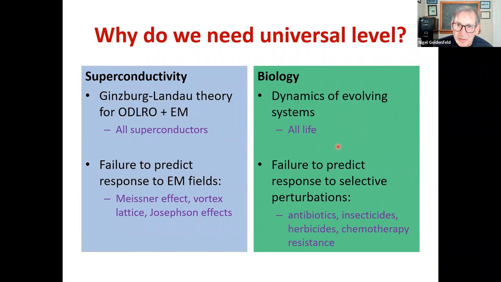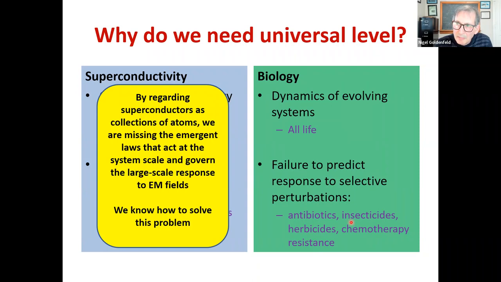Well, in biological systems, if we don't have this universal level of description, we can't predict the response to selective perturbations. By selective perturbations, I mean the things we apply to biological systems to try to control them: antibiotics in the case of bacteria, insecticides in the case of unwanted insect infestations, herbicides to prevent weeds, chemotherapy to prevent the growth of cancer tumors. Every time we try to control biological systems by applying these things, it fails. What happens is that the biological systems evolve around that. And so our simple engineering approach to thinking of biological systems as mechanical or engineered systems is completely wrong. We don't have a good understanding of its dynamics.